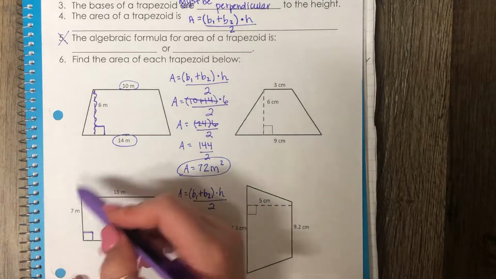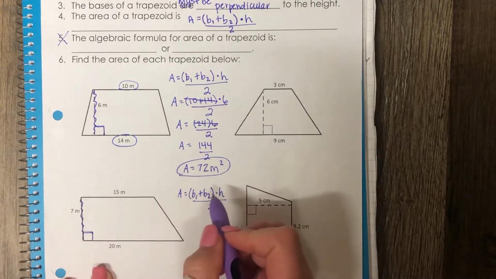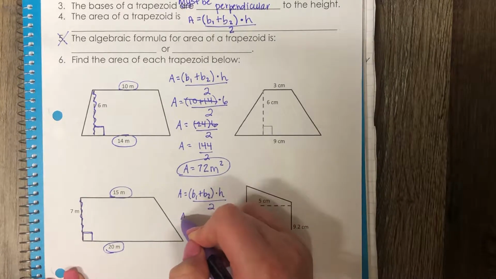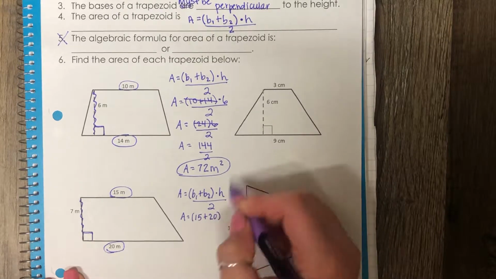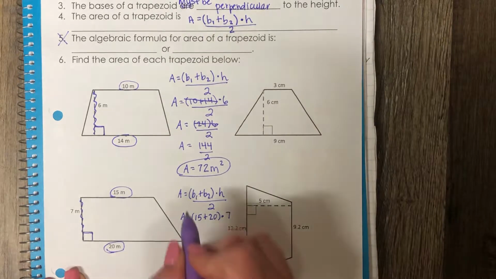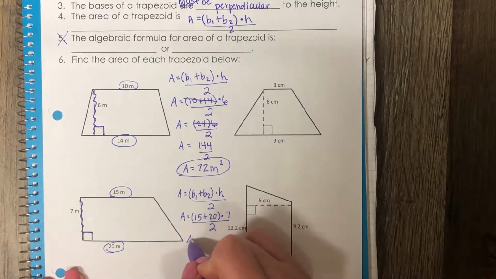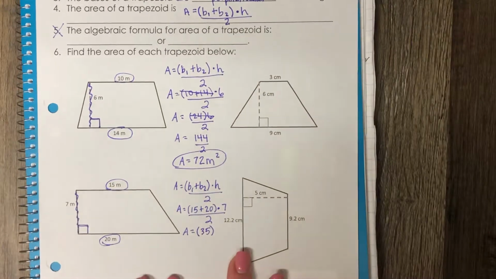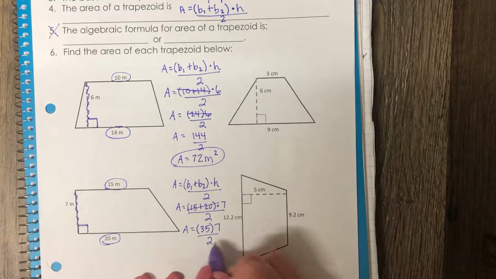Okay, and then we already know that this is our height because that's the line that hits perpendicularly. And then this is base 1, this is base 2. So area equals 15 (base 1) plus 20 (base 2) times our height of 7, all divided by 2. We add first, so area equals, and I'm keeping it in parentheses, 15 plus 20 is 35, times 7, so we did this, all divided by 2.